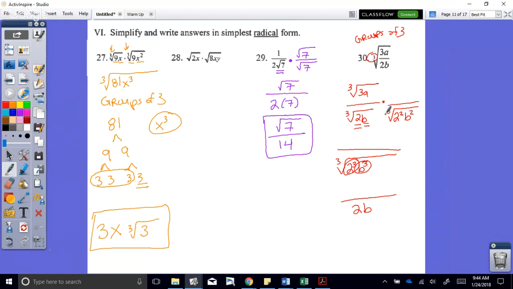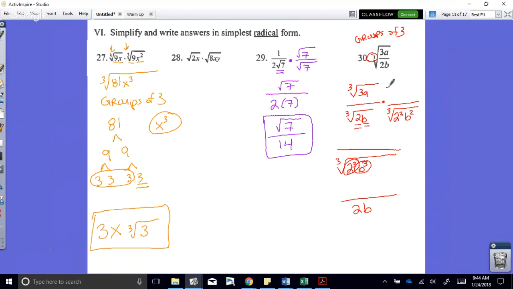If we do it to the numerator, multiply by 2 squared b squared. So we end up with 3 squared times b squared. So now we just have to multiply this all together. 3 times 2 times 2, or 3 times 4 becomes 12. We have an a, we have a b squared. Done with that one.